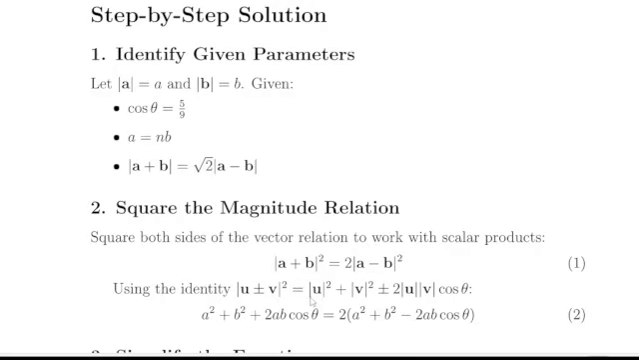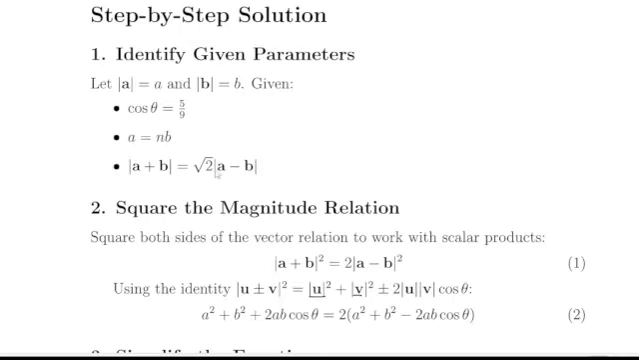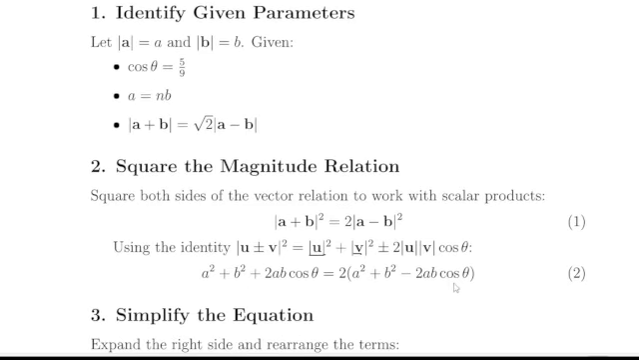Now we're going to replace this with a and this with b. So you have a squared plus b squared plus 2ab cosine theta, plugging in with what we're given over here. And I can factor out a 2 over here because you have 2 times the length of a minus b squared. That's just going to be a squared plus b squared minus 2ab cosine theta.